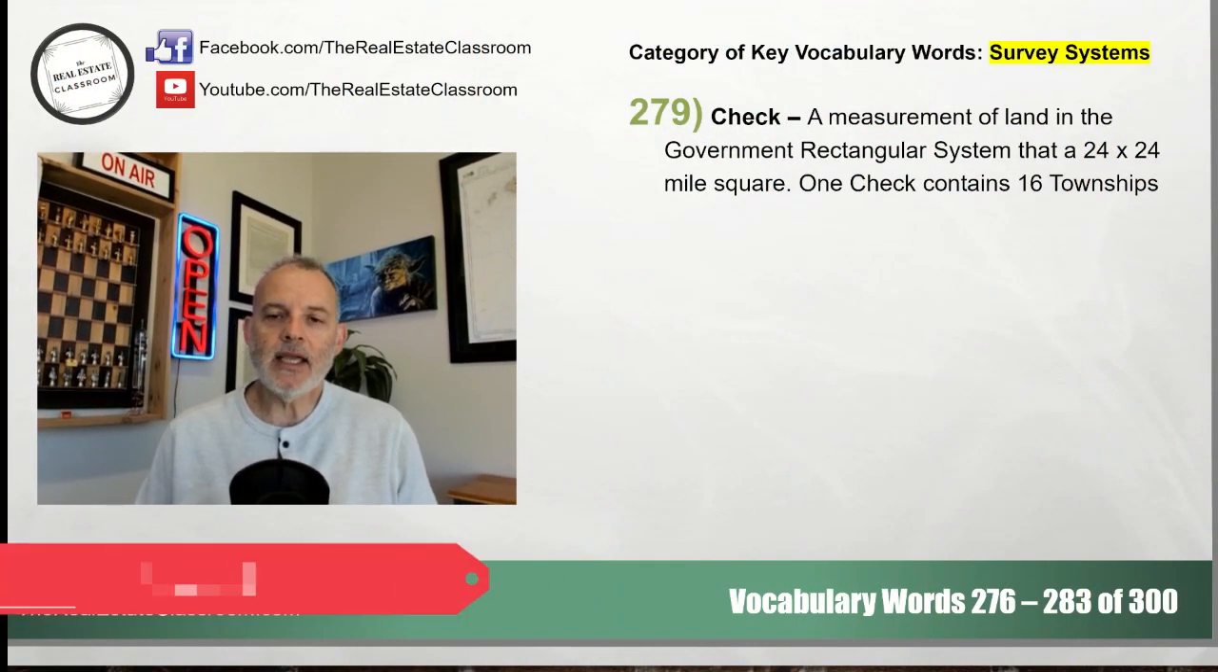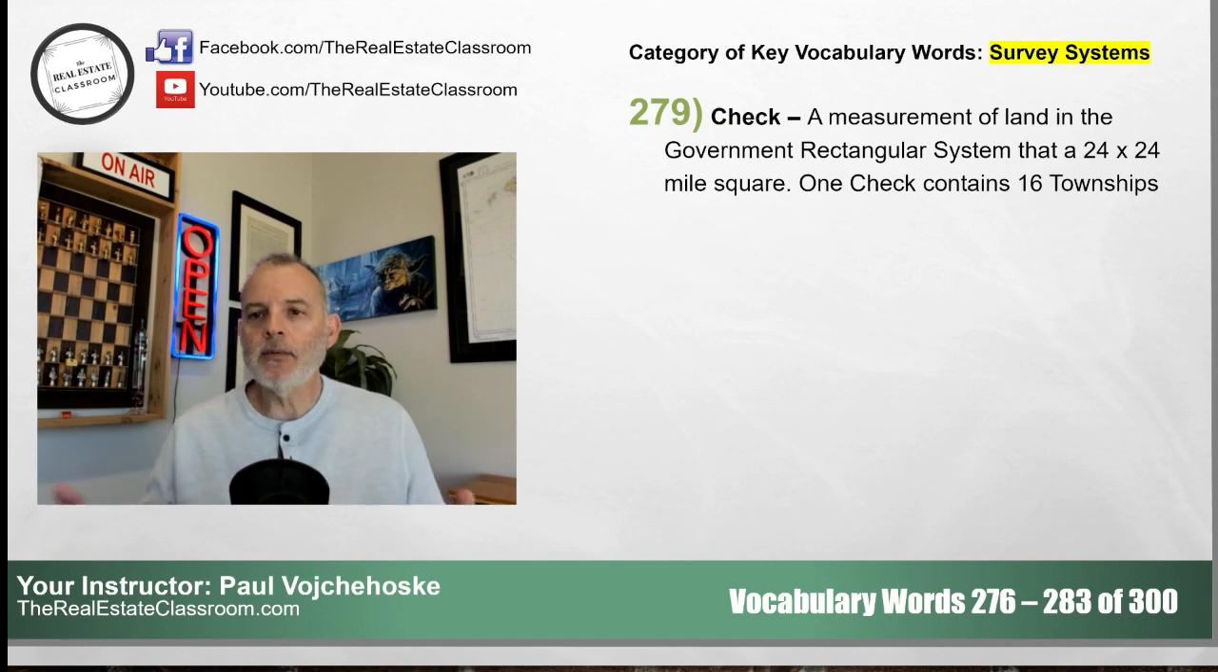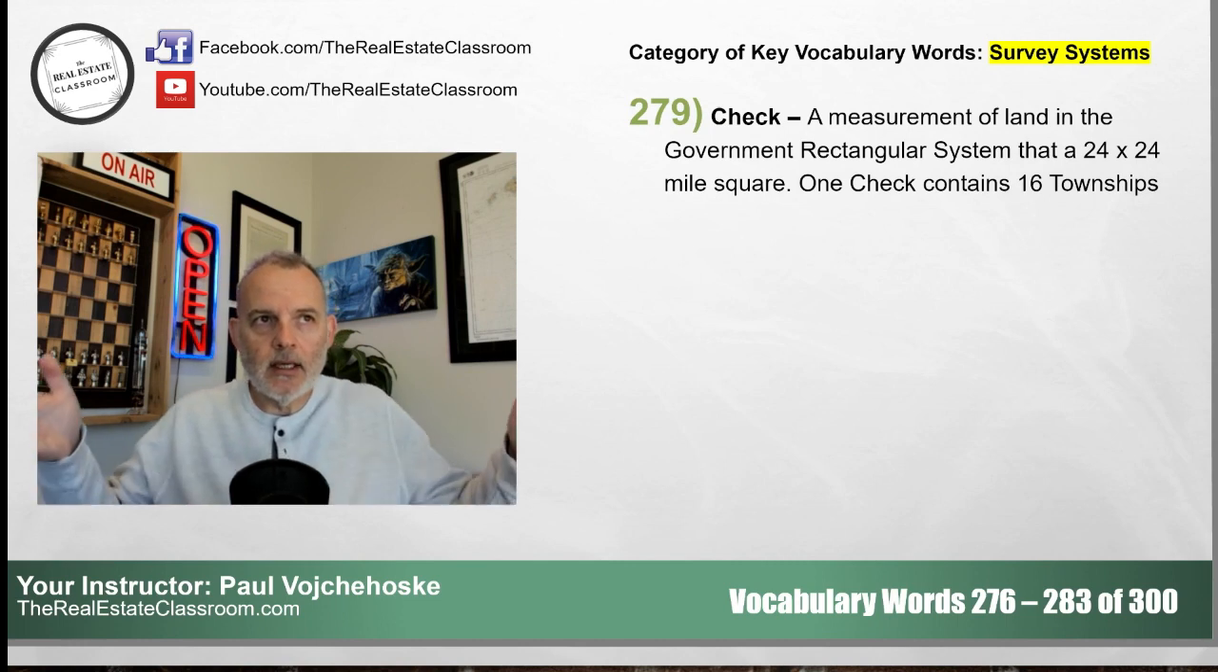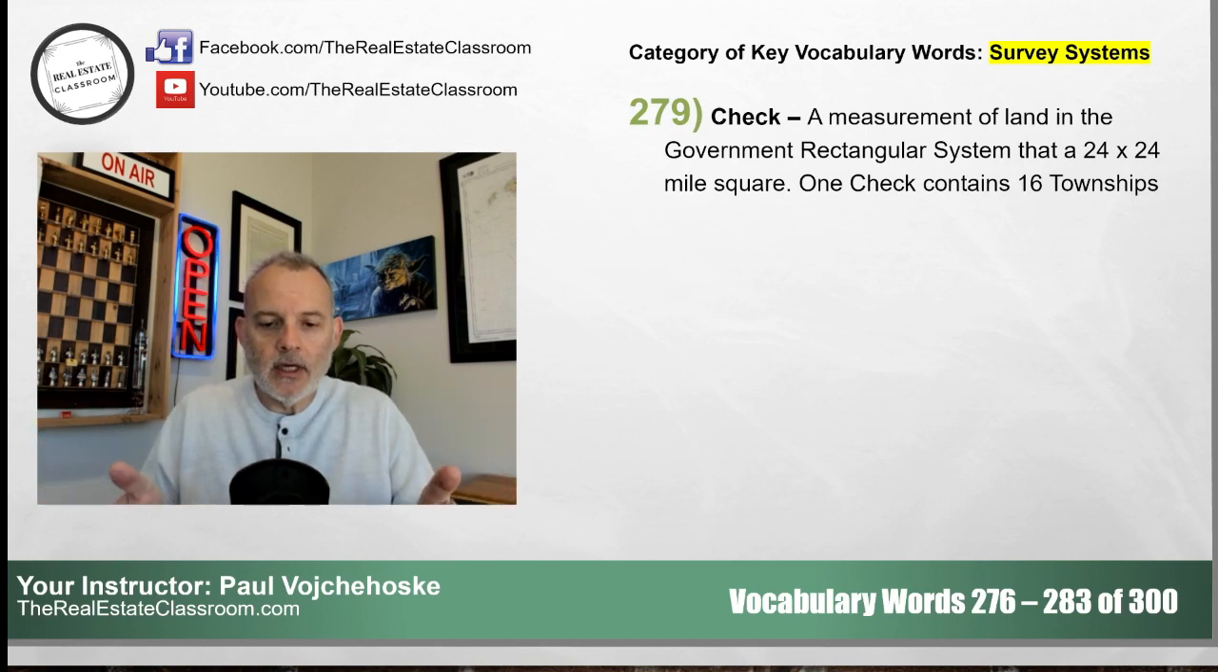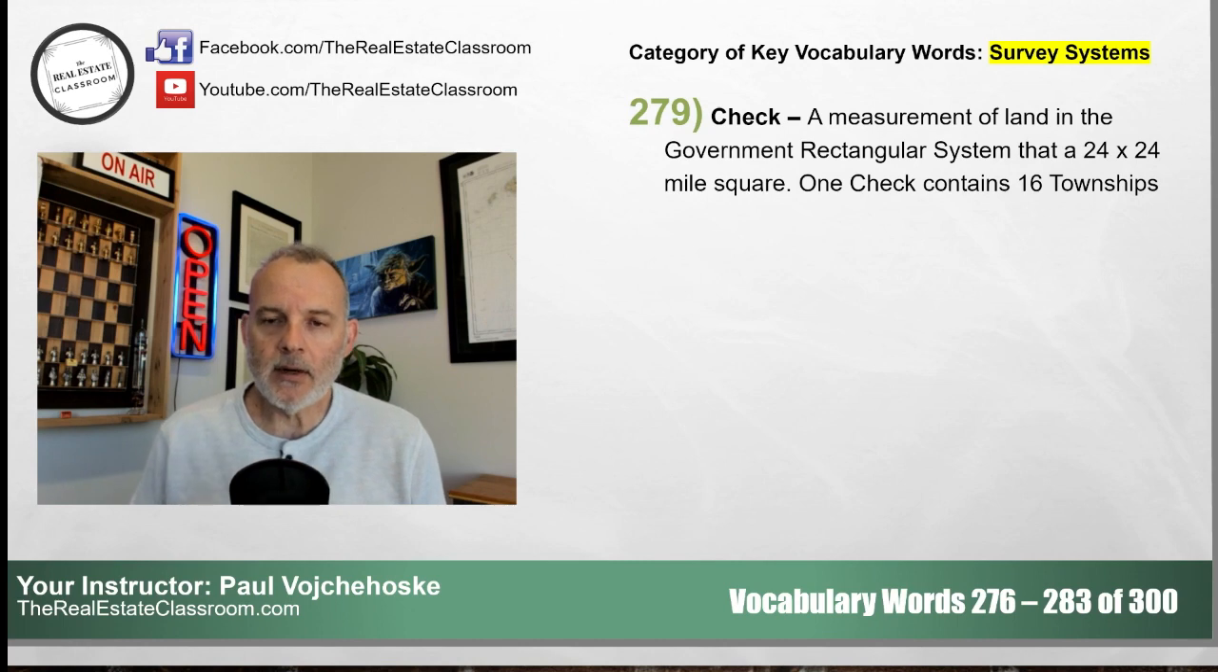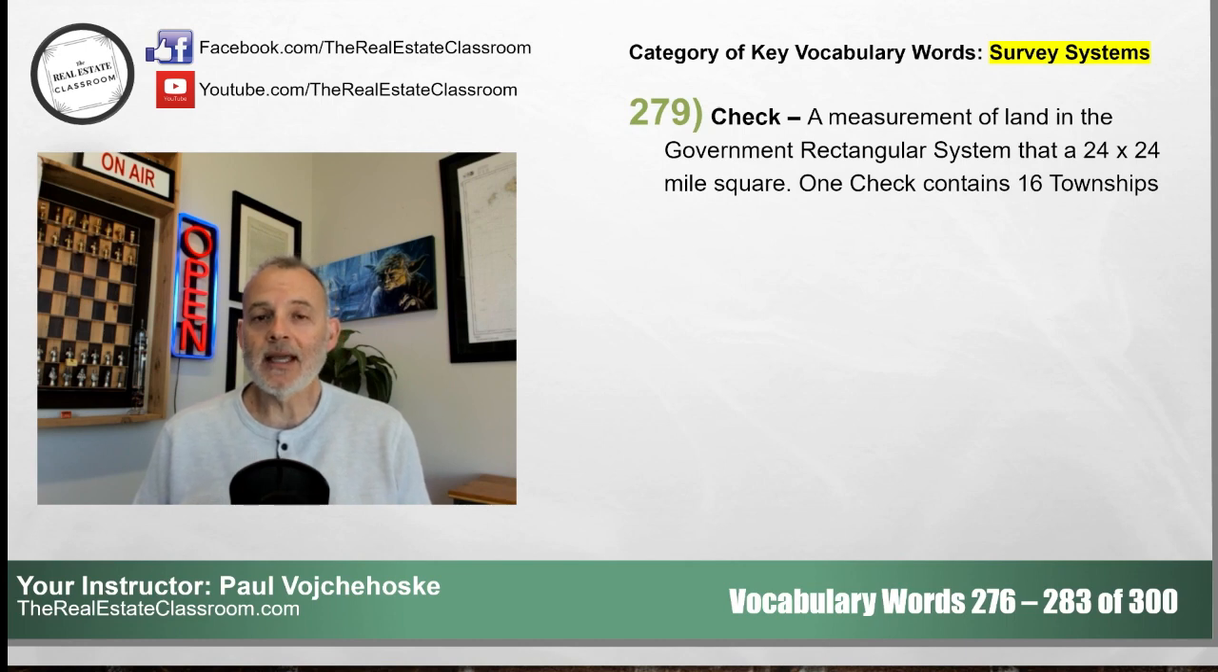Number 279 is a check. Now, a check is a form of measurement in the government rectangular system of surveying. Basically, when we're talking about the government rectangular system, we take big chunks of land, we break them down into smaller chunks and smaller chunks and smaller chunks, and each one is a measurement. Each one has their own unique name. As we get smaller, all the way down to the lot and block system, we are creating our legal description of our piece of property. The first measurement I want to talk about in this system is a check. It is a 24 by 24 mile square. And one check contains 16 townships. And you have to know these for your real estate exam. How big is a check and how many townships does it contain?